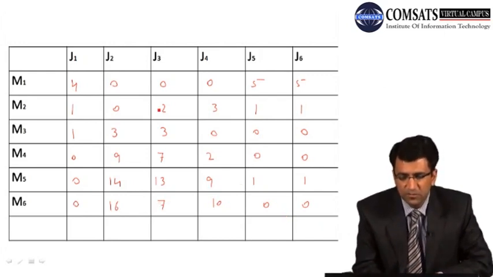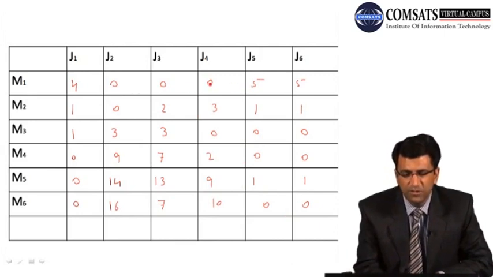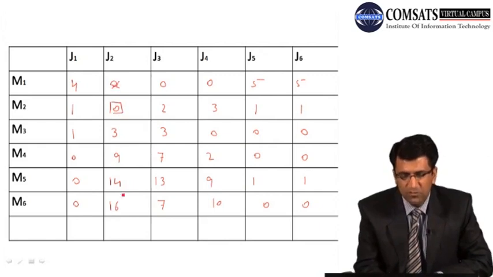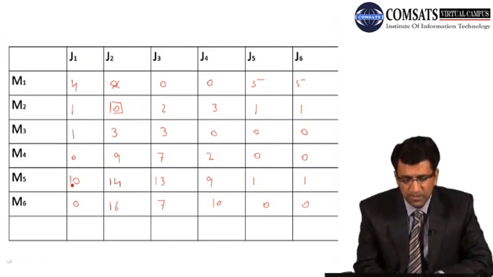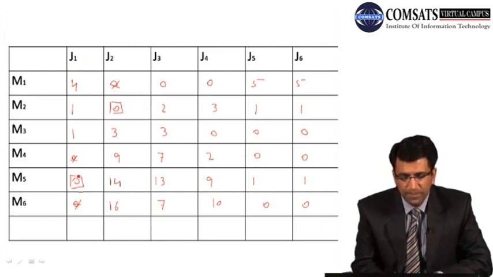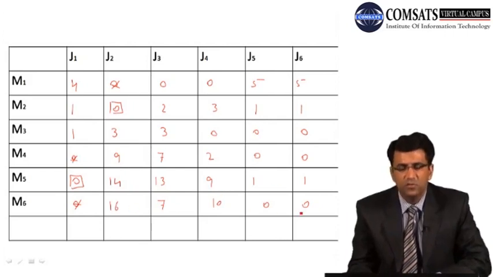You can see in the first row there is more than one 0, so you can leave it. In the second row there is a single 0, so you can assign this 0 and cross down all the other zeros in the corresponding columns. In the third row there is more than one 0, so you can leave it. In the fourth row there is more than one 0, so you can leave it. In the fifth row there is a single 0, make the assignment and cross the corresponding zeros in the respective columns. Then again, in the fifth row there is no 0 available. In the sixth row there is more than one 0, so you can leave it.